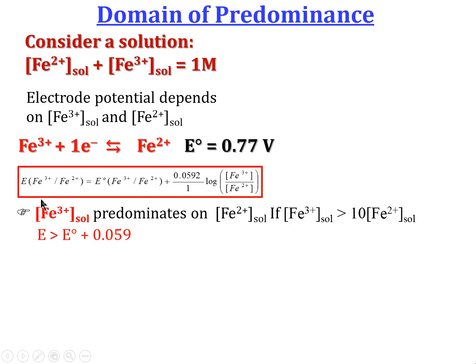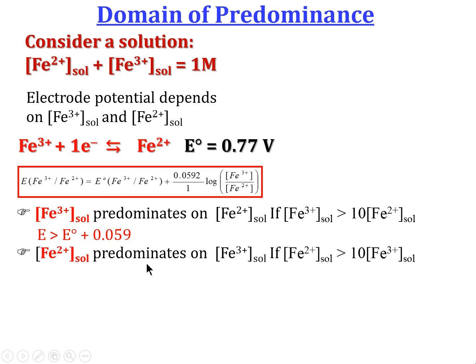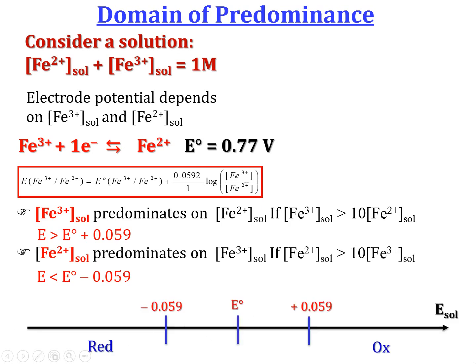So in this case, E of the solution, which is equal to E of the couple, should be greater than E0 plus 0.0592. And if Fe2+ predominates over Fe3+, Fe2+ should be at least 10 times greater than Fe3+. So the potential of the couple, or the potential of the solution, is less than E0 minus 0.0592. So on the scale of E of the solution, if the potential of the solution is less than E0 minus 0.0592, the reductant is predominant. And if E of the solution is greater than E0 plus 0.0592, the oxidant is predominant.